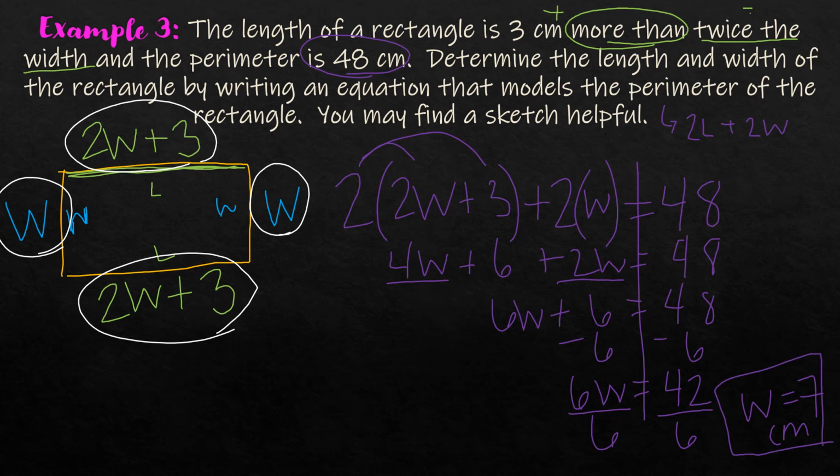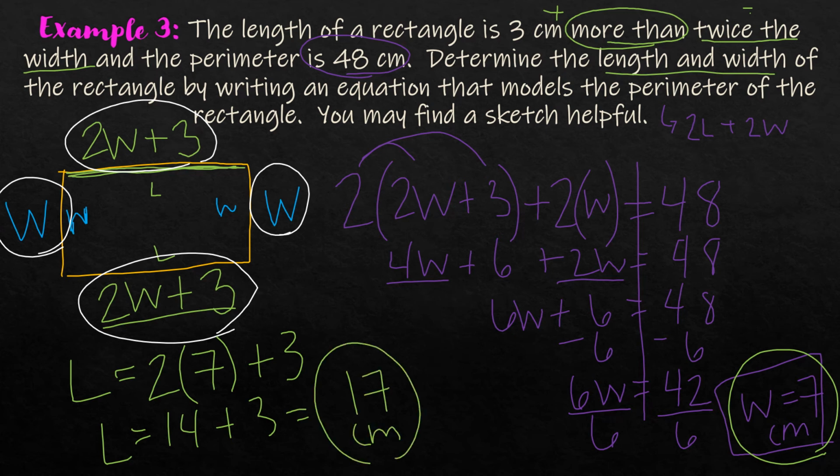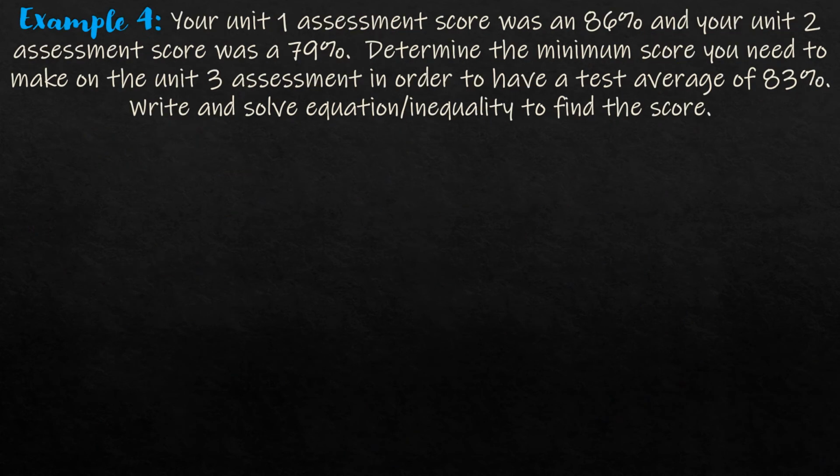Okay, so we're almost done, but the problem wants us to find both the length and the width. So this is my width, and I know that my length was 2W plus 3. So what I can do is I can now substitute my width back in. I know that my length is twice the width plus 3, so 2 times 7 plus 3. So the length is going to be 14 plus 3, which equals 17 centimeters. So that would be my length.